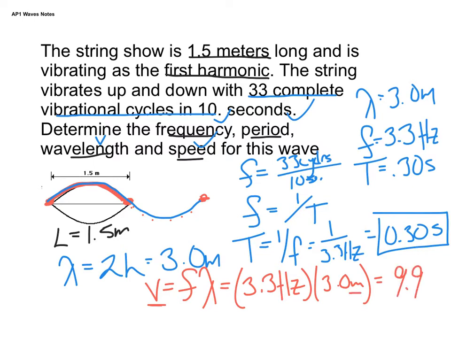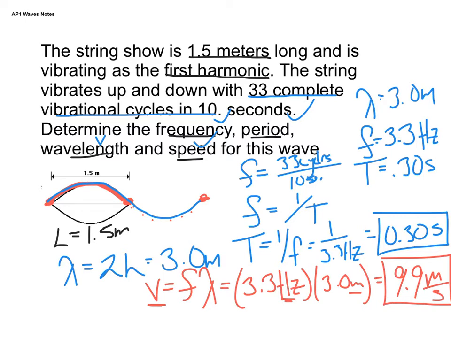And looking at the units, I see I've got meters times hertz, but remember that hertz is just inverse seconds. So this is meters divided by seconds, which is good because that's typically the units I use to measure wave speed. All right, so we're done with that example.